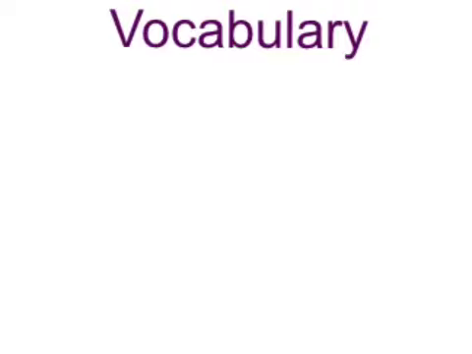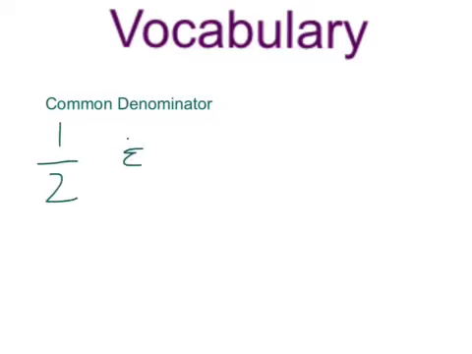First, let's talk about some important vocabulary that you will need to know and understand for today's lesson. Common denominator. This is a non-zero number that is a multiple of the denominators of two or more fractions. For example, the fractions 1/2 and 2/3 have common denominators of 6, 12, 18, and other multiples of 6. Fractions with the same denominator already have a common denominator.